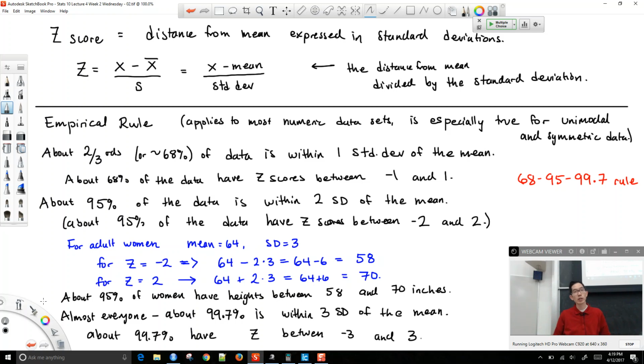From -1 to 1, we have about 68%, about 2/3 of the data. Or between -2 and +2, we have about 95%. In our example, we found the heights that correspond to z's of -2 and +2. If we go 2 standard deviations below the mean, that's 64 minus 2 times 3, so 64 minus 6, which takes me to 58 inches. 64 plus 2 standard deviations takes me to 70 inches. So about 95% of adult women in the US have heights between 58 and 70 inches. About. Okay? Something around there. Let me keep going here. And so this is the empirical rule.